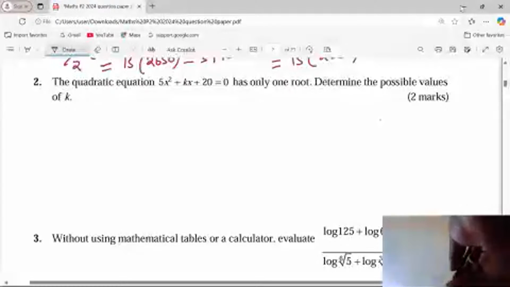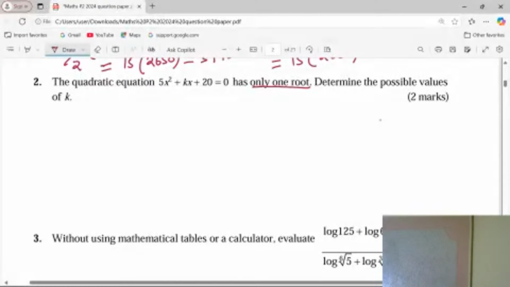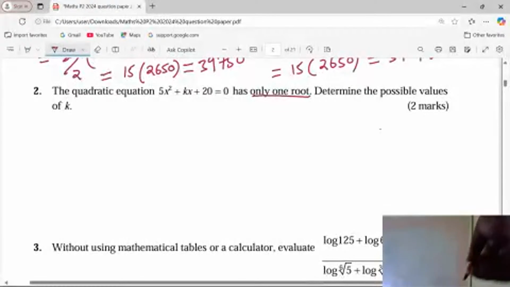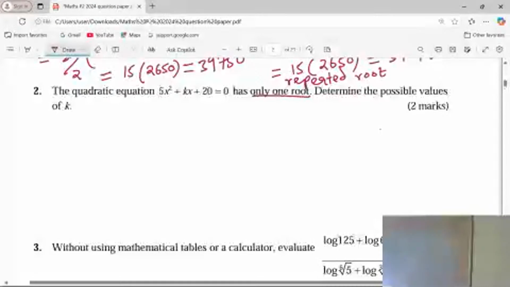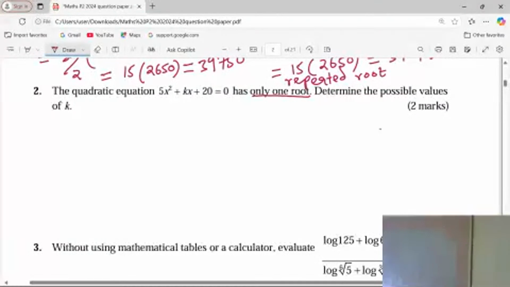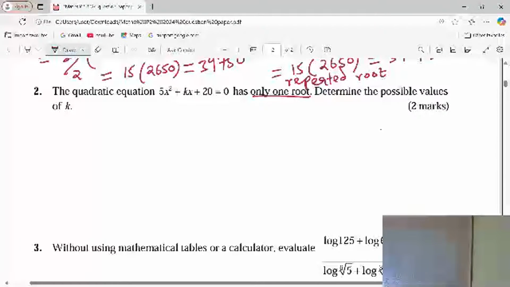The key instruction here is only one root. Now, when you are told that an equation has one root, this can also be said as it has a repeated root. That language will mean the same. Now, with a repeated root, the expression on the left-hand side, which is quadratic in nature, when factorized is going to give us just one factor, and is called a perfect square.